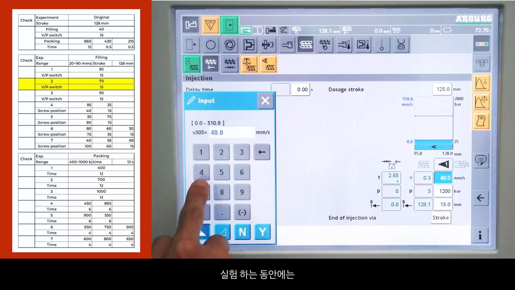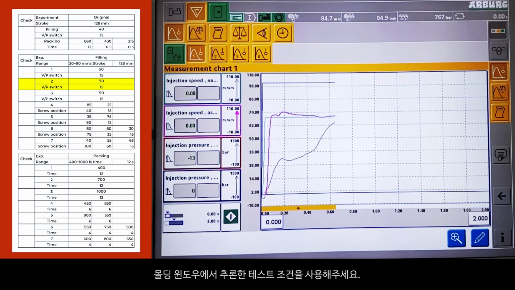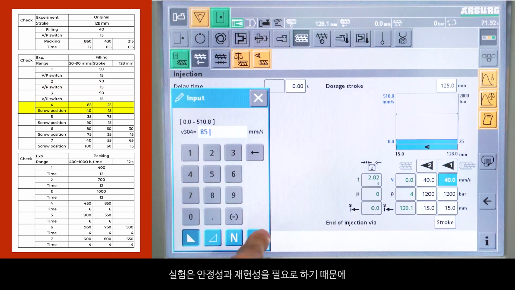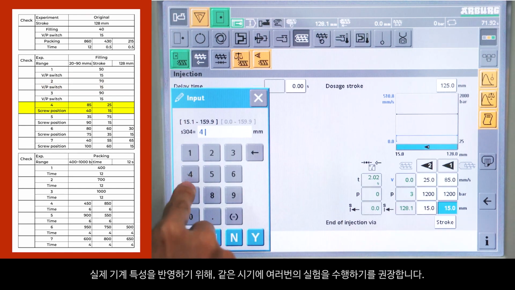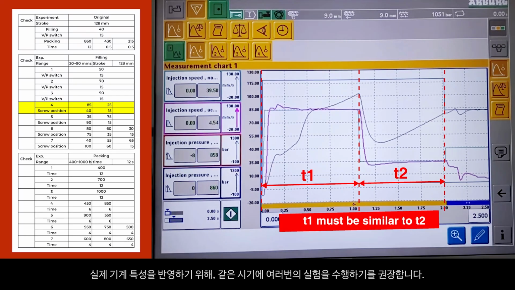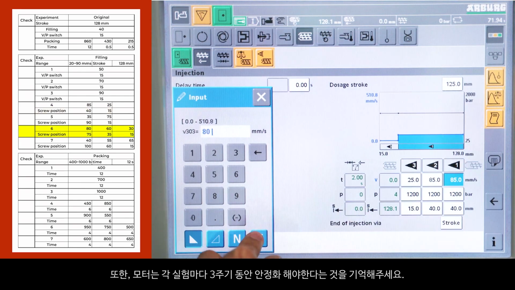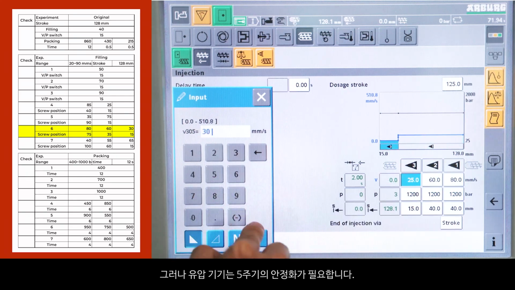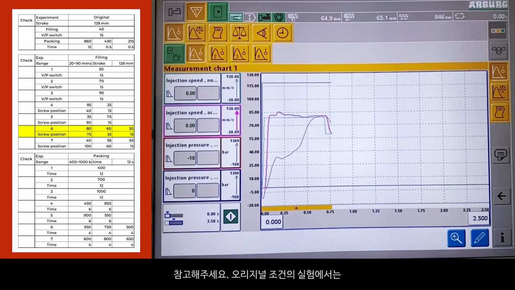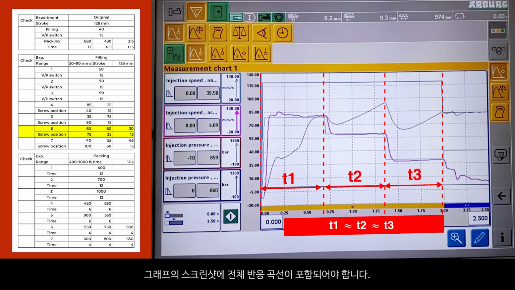During the experiment, please make sure to use the testing conditions deduced from the molding window, as the experiment requires stability and reproducibility. We suggest to run multiple experiments under a similar time period to reflect the actual machine characteristics. Moreover, please remember that the motor needs to be stabilized for 3 cycles on each experiment, while the hydraulic machine requires 5 cycles.